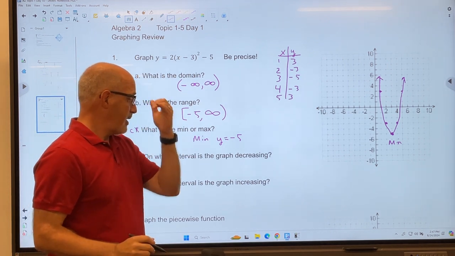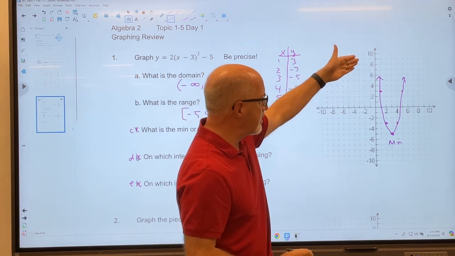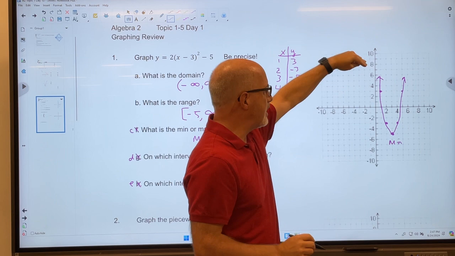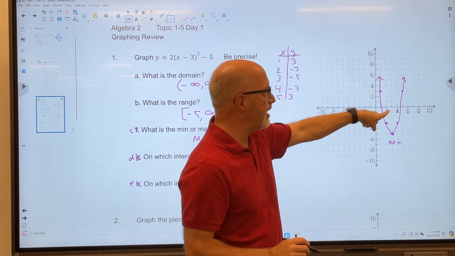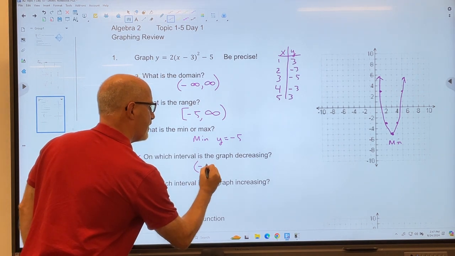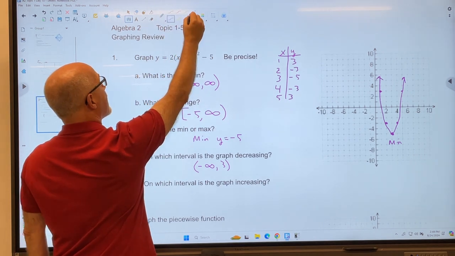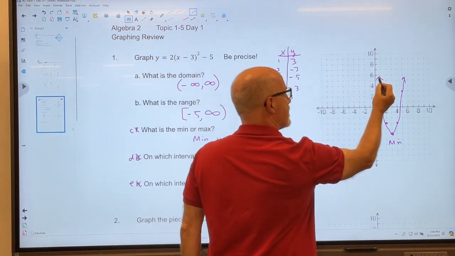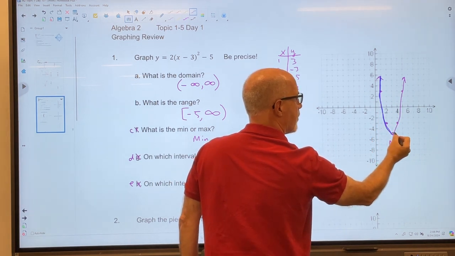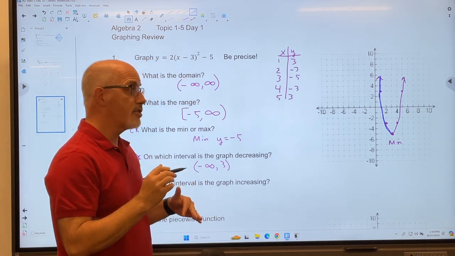Okay? What interval is it decreasing? Notice it decreases on this half of the graph and it increases on that half. So decreasing would be from -infinity until we get to that x value of 3. So -infinity, then to 3. Let's highlight that in blue here. This is the part that decreases from -infinity all the way to that x value. It doesn't include the 3 because then it changes direction.